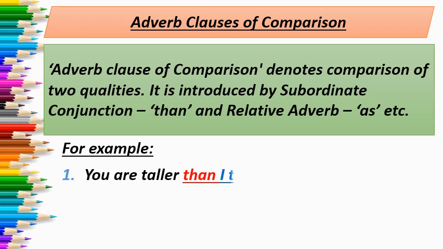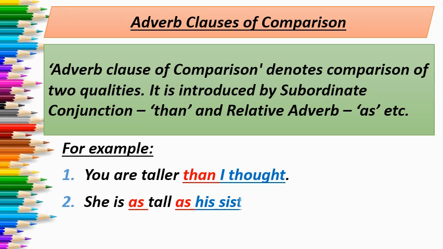You are taller than I thought. So here, than I thought is the subordinate clause. Why is it a subordinate clause? Because it is starting with a subordinating conjunction, that is than. And here, why is it called an adverb clause of comparison? Because here comparison of two persons is there, that is you and I. Same with another example, she is as tall as his sister.